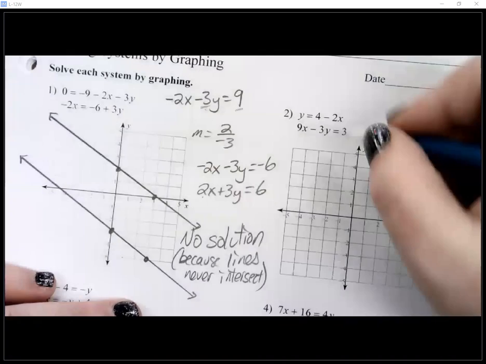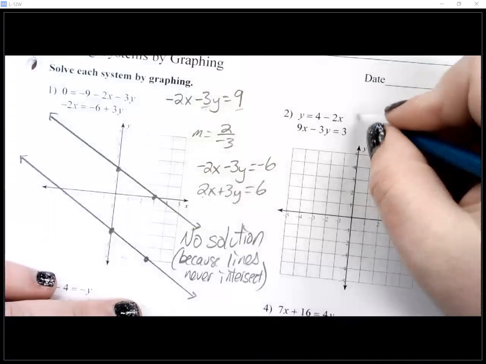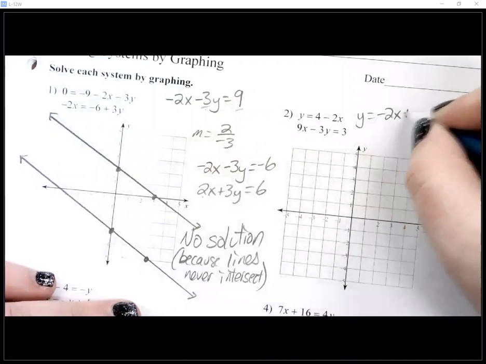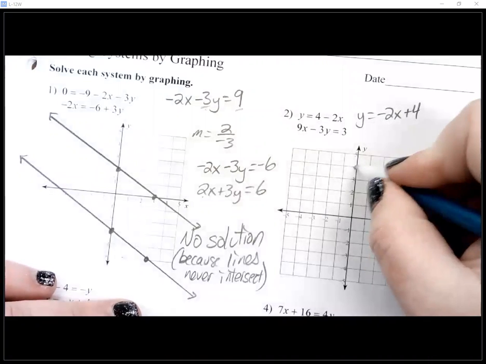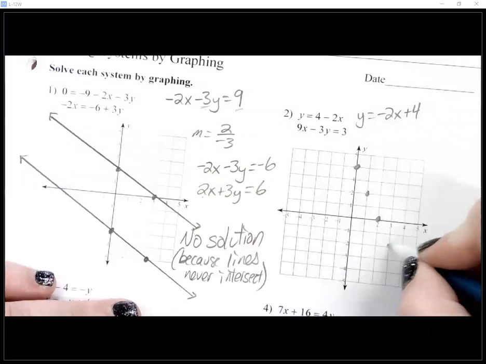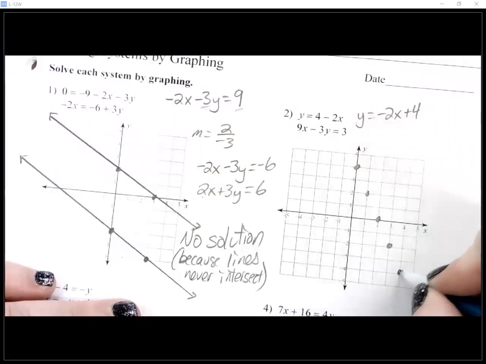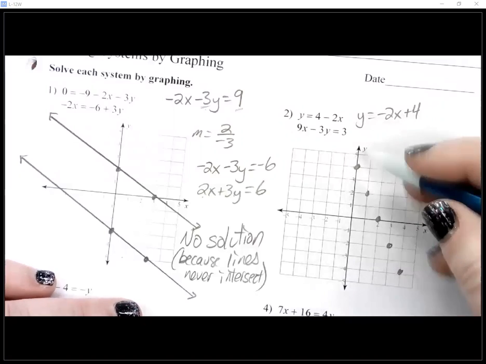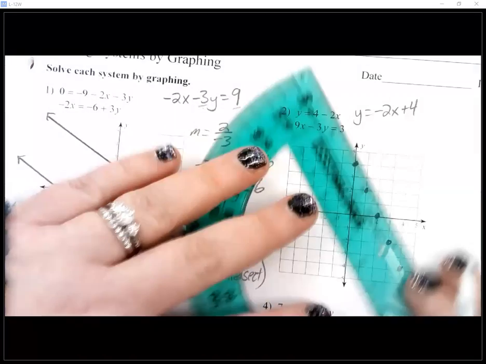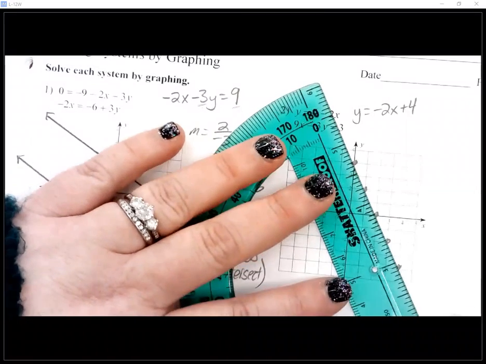That one's almost in slope intercept form. I'll just put the -2x first. That one's going to start at a +4, and then I just follow that slope. When I'm solving systems by graphing, I like to do extra dots because it's likely that they're going to cross at one of the dots. I don't know. So that's what I do. But you do you.